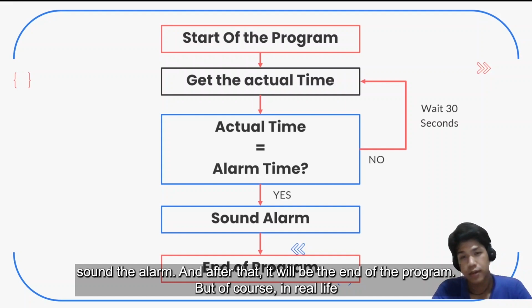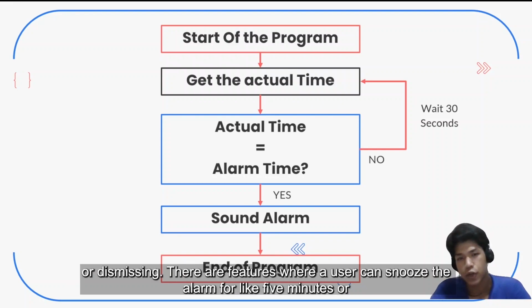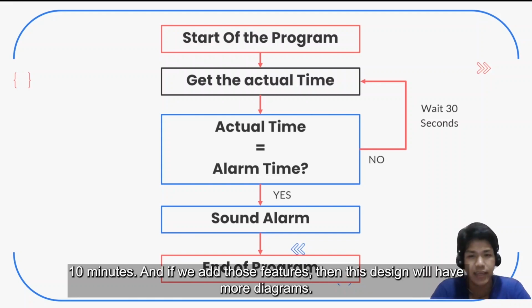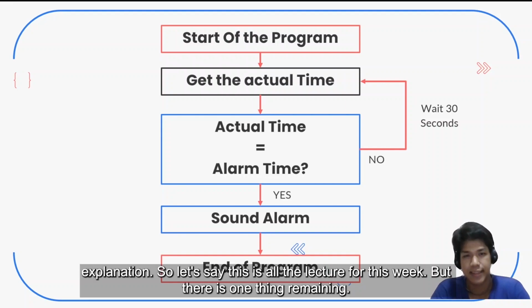But of course, in real life applications, the process is much more complex and it will include more features like snoozing or dismissing. There are features where the user can snooze the alarm for like 5 minutes or 10 minutes. And if we add those features, then this design will have more diagrams. But this is a basic explanation, so I chose not to include that in this explanation. So let's say this is all the lecture for this week.